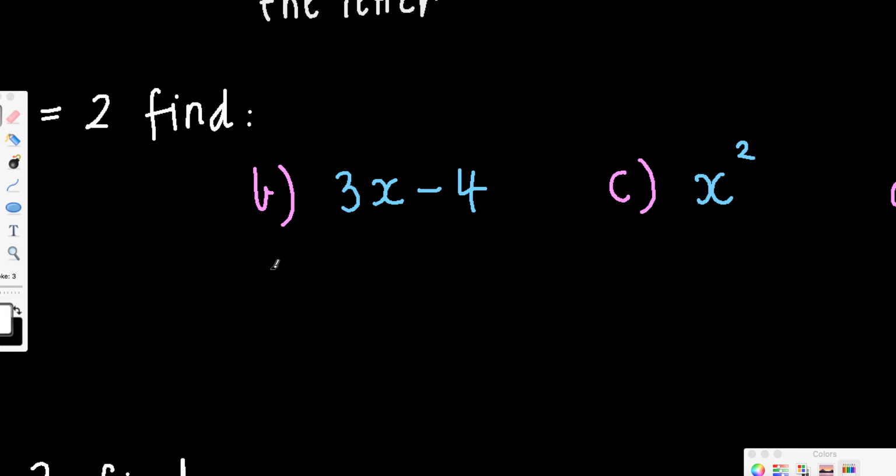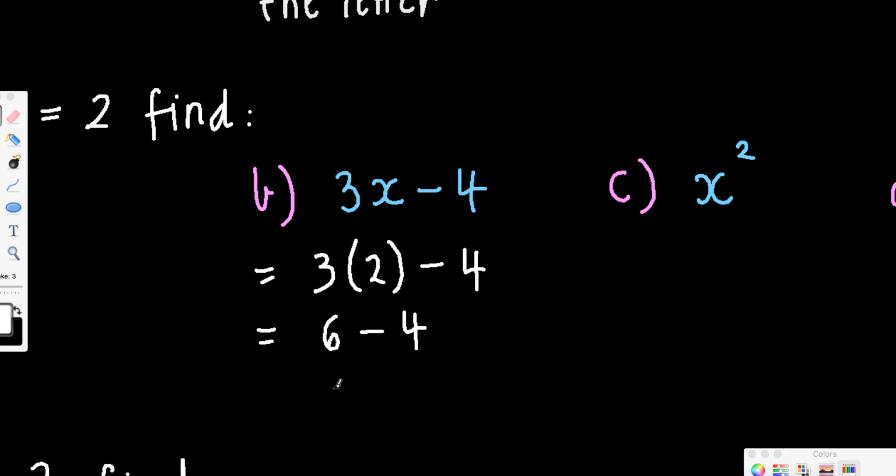Part B, so again, for x is 2, I'm going to substitute 2, and what you'll notice is often when we are multiplying by a number, we can place it in a bracket like I've done here. And that's going to be particularly handy when we're working with negative numbers. So this means 3 groups of 2, so we've got 6, and we're taking away 4 from that. We're left with 2.